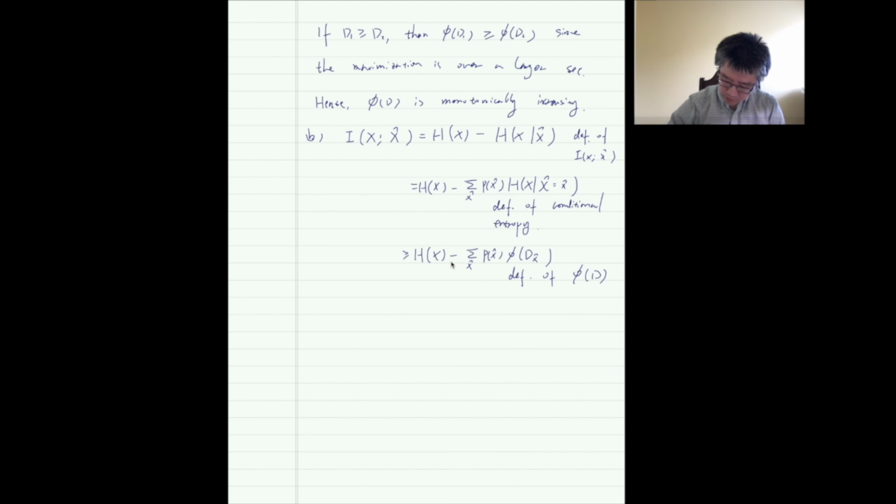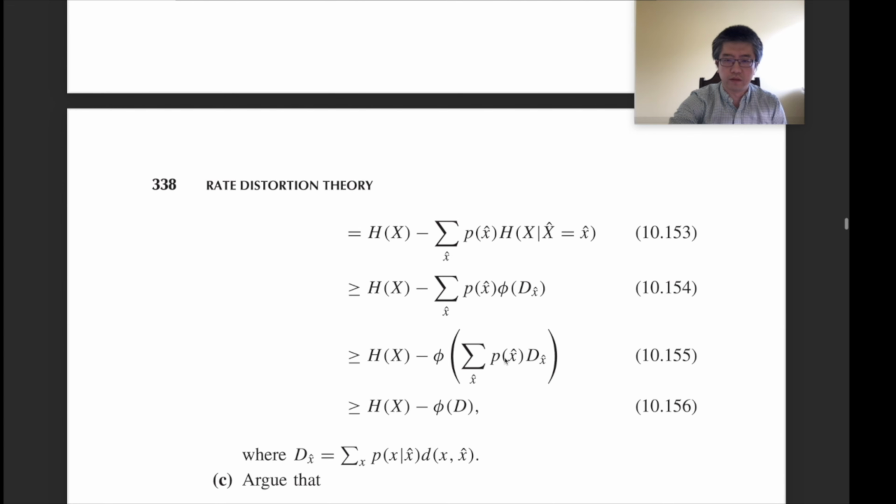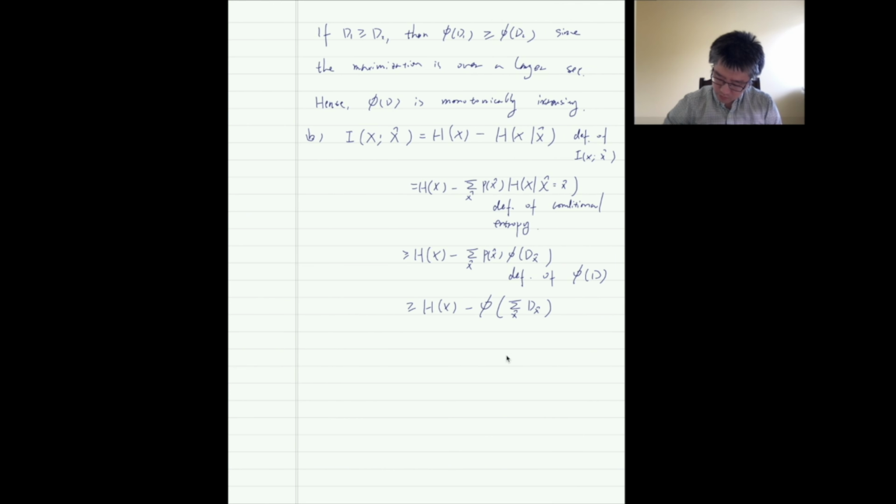Now let's see the next step. The next step is that this is bigger than or equal to H(X) minus phi of d(X, X hat). We missed P(x) times P(x hat) here. Clearly this is because of the concavity of phi.